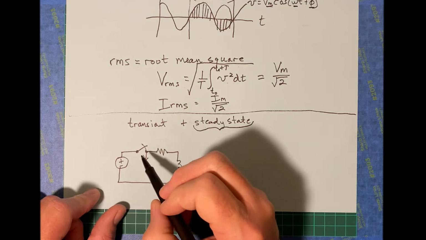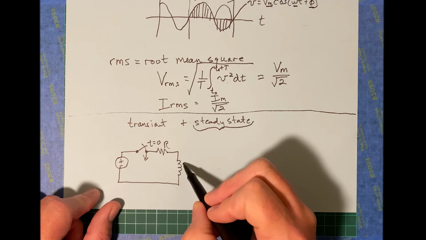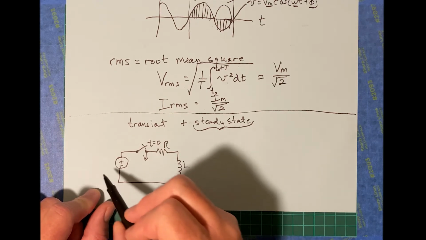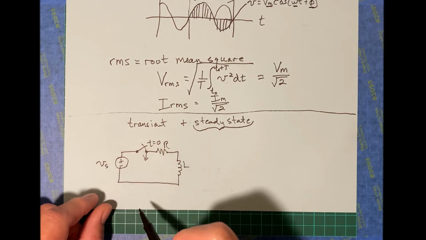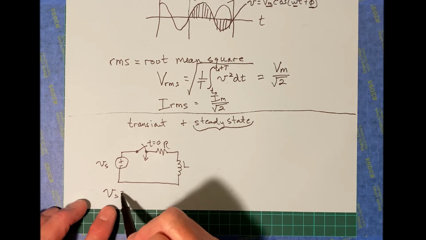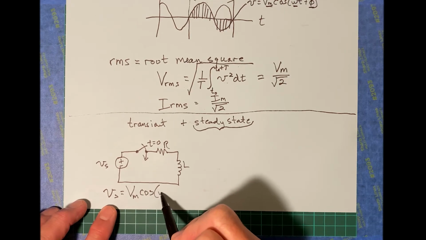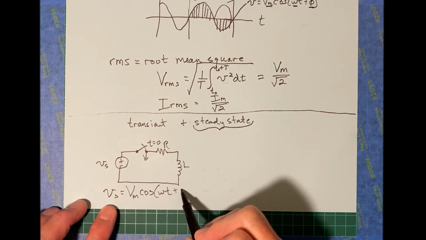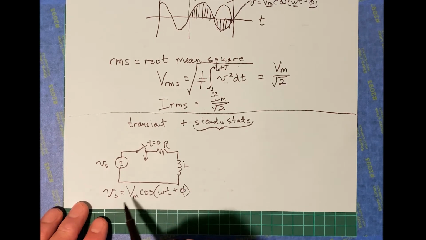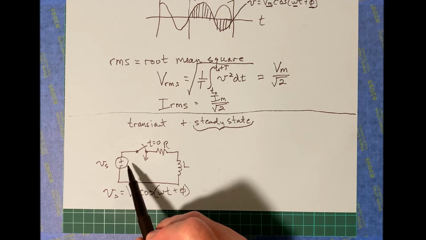This switch is closed at t equals 0. There's some R value and there's some L value here. And then this is the voltage source, but the voltage source is going to be sinusoidal. So the V sub S is going to be some V sub M times the cosine of omega t plus phi. So that's the form of the voltage that is the source for this.